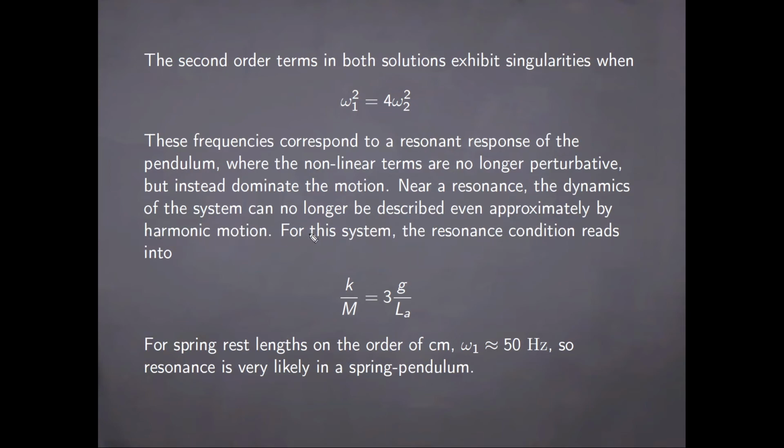For this system, the resonance condition reads into the ratio k to capital M being 3 times g over LA. And for spring rest lengths of the order of a centimeter, this means that the frequency of the radial motion is about 50 hertz, but this would be for a spring rest length of 1 centimeter. If it's longer, then this drops even more. So it would appear that resonance is very likely in a spring pendulum, which is probably the reason why it's a very studied system when it comes to chaotic dynamics or the transition between order and chaos.